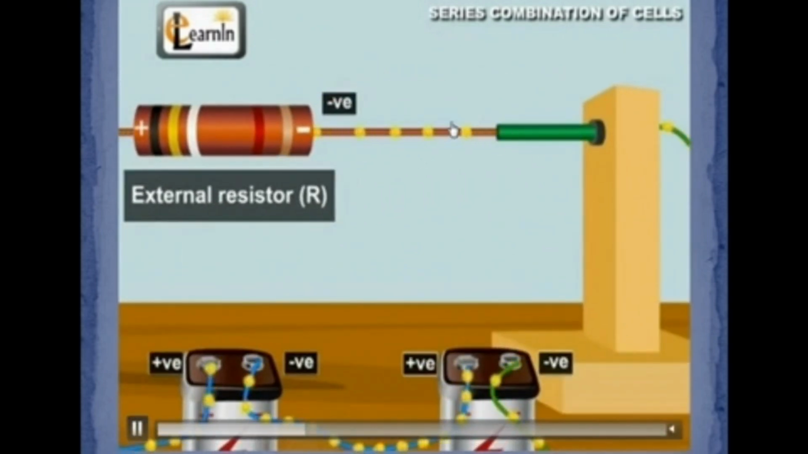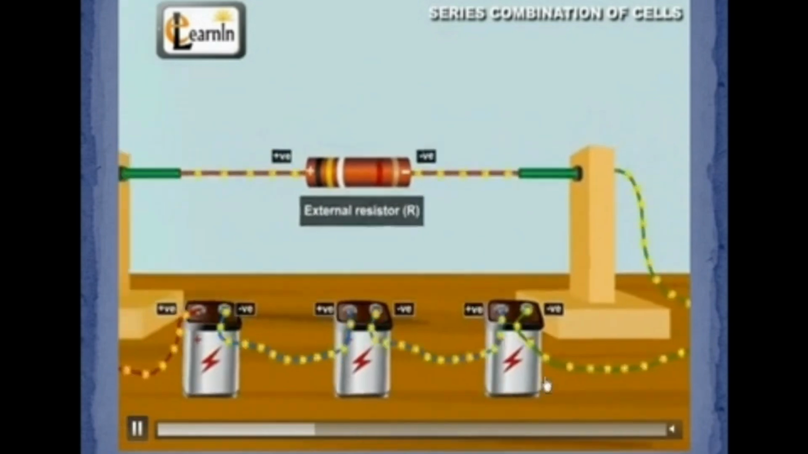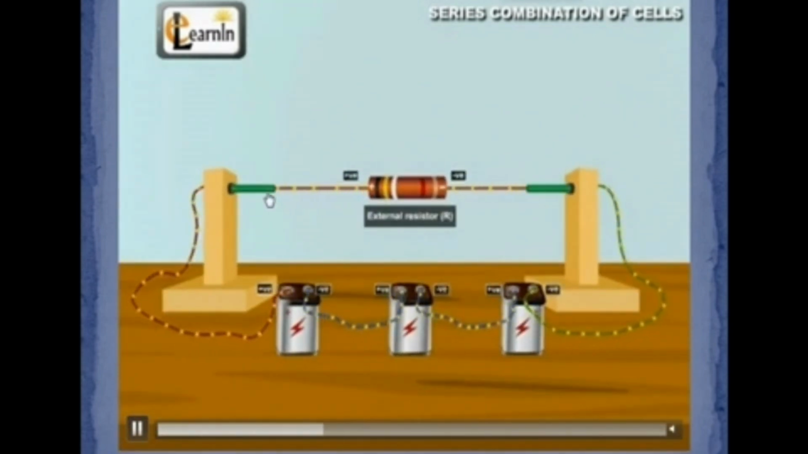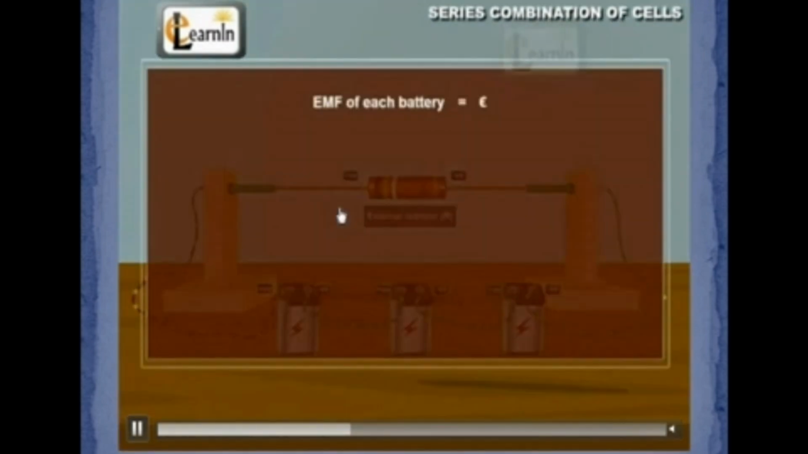So charges flow from the negative terminal to the positive terminal. See, charges flow from negative terminal to positive terminal. Current flows from the positive to negative. That is the conventional current direction.